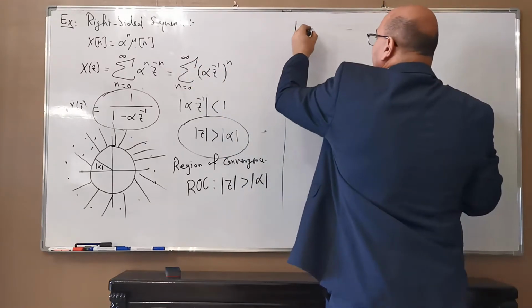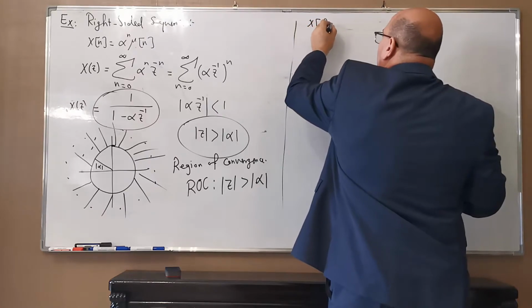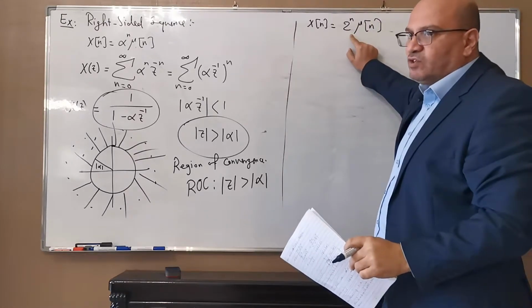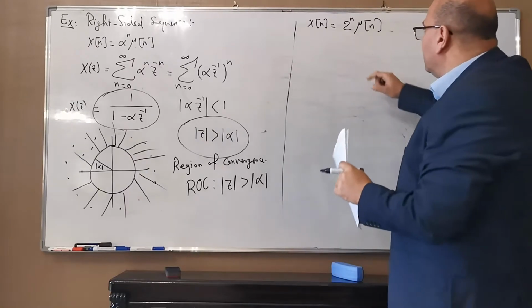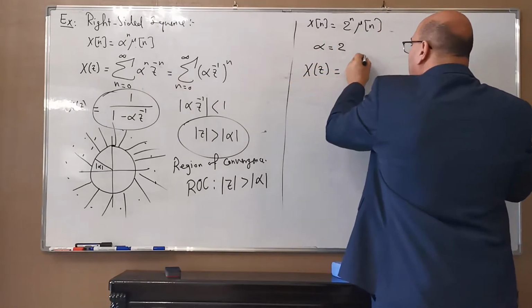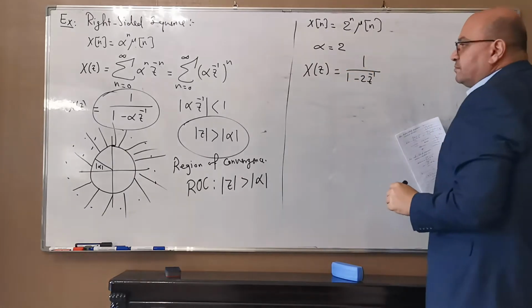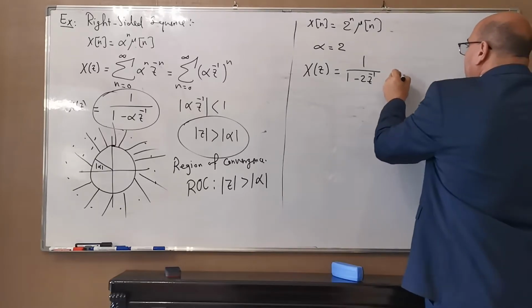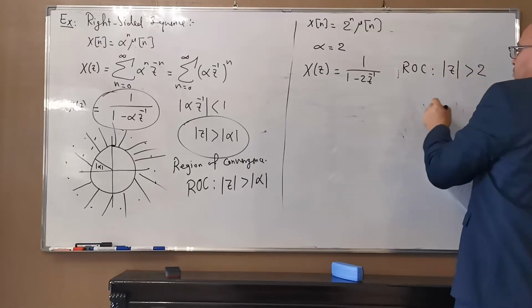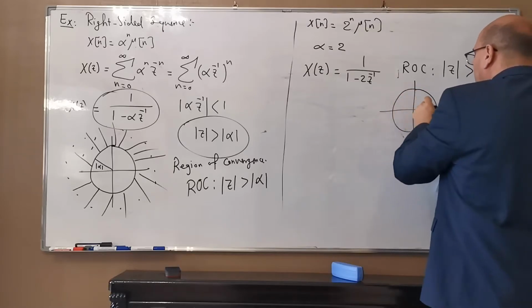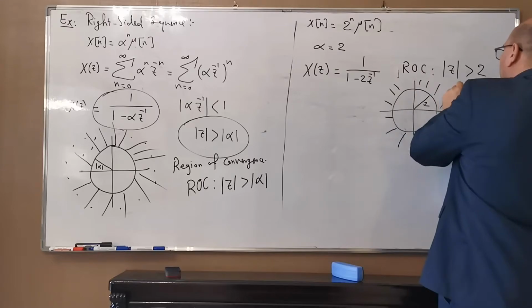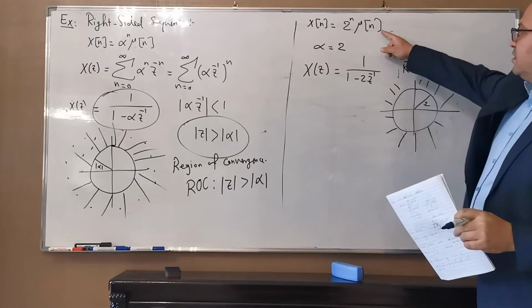As an example for this, let's say X of n equals 2 to the n mu of n. Basically, the Fourier transform does not exist for this one because alpha here is equal to 2. So here alpha equals 2, which means that our X of Z is equal to 1 over 1 minus 2 Z inverse. And the ROC is the magnitude of Z greater than 2, which is a circle, so you are outside this circle of radius 2. This is our ROC, region of convergence, for this example.